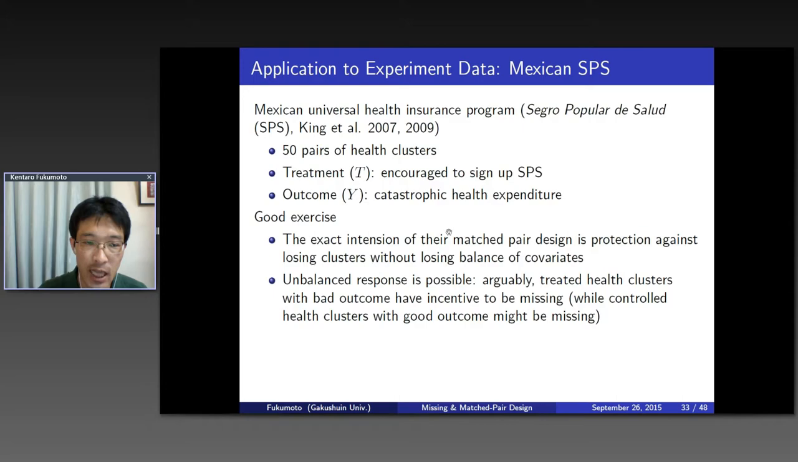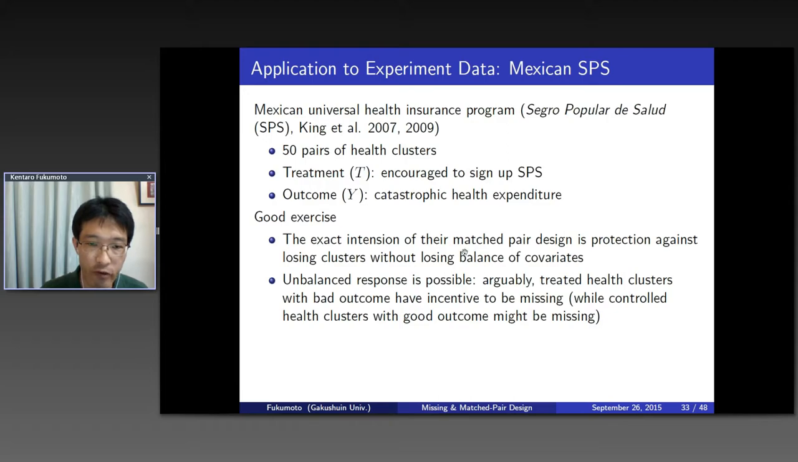So finally, I show you two applications of these estimators. The first application is the Mexican Universal Health Insurance Program, Seguro Popular de Salud, or SPS. There are 50 pairs of health clusters, and treatment is encouragement to sign up for this program, and outcome is catastrophic health expenditure. This application is a good example for this project because the exact intention of the original matched pair design is protection against losing clusters or some geographical areas without losing balance of covariates.